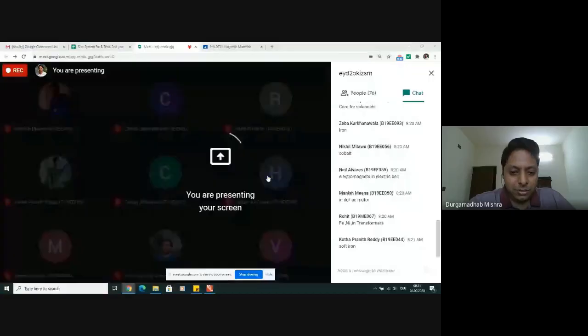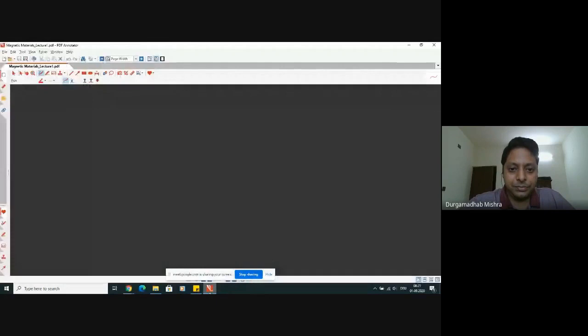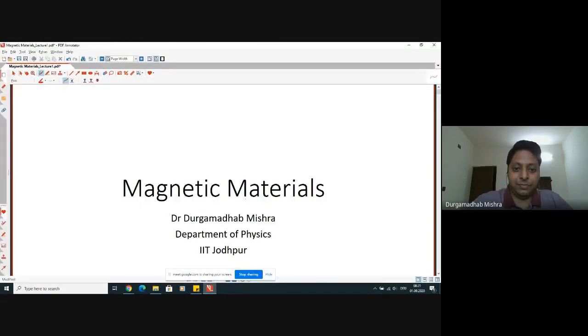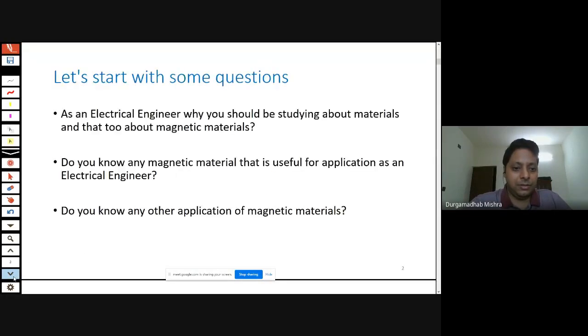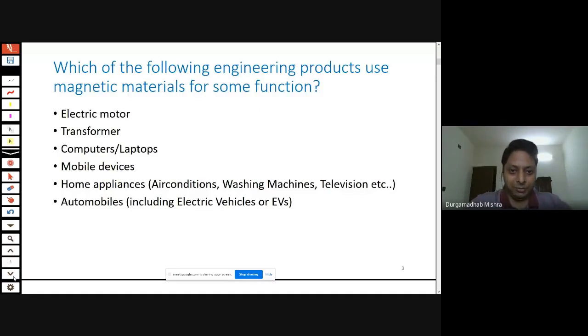Let me just share again. So you just mentioned all different kinds of applications. Here I also mentioned electric motors, transformers. Another is computers or laptops or mobile devices. And you have it even in home appliances like washing machines, air conditioners, television, or even in automobiles. In electric vehicles, EVs, of course, it is part of your motor. It is used in all of these.